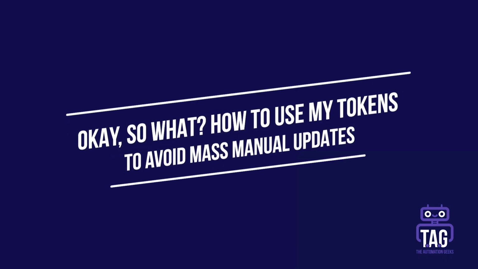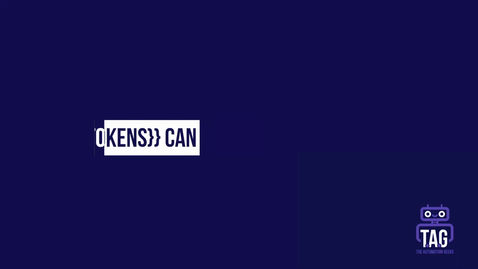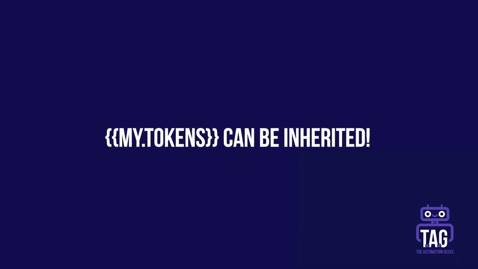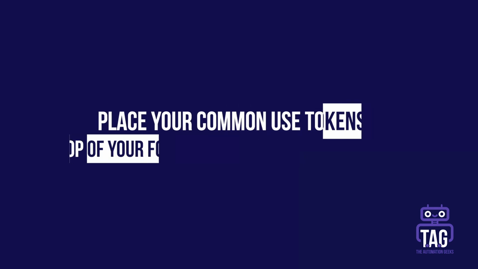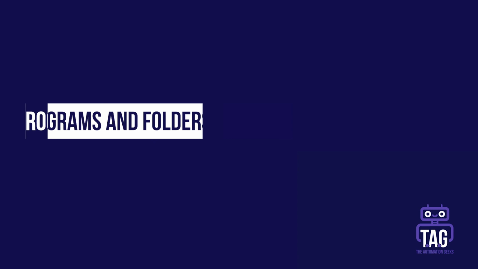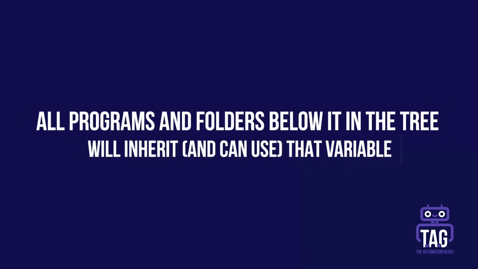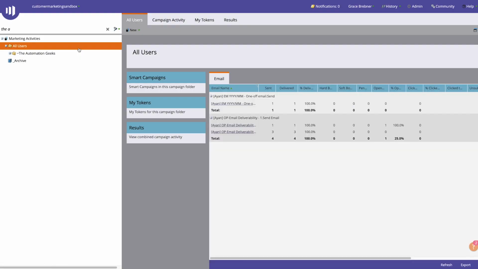Now, what's cool about this is how we can look at using My Tokens to populate our date fields within our email templates. We're going to start by creating a brand new My Token on a folder. The good thing about My Tokens is that they are inherited. So it means that I can put my new date token on a folder that sits right at the very top of my folder structure, meaning all programs and folders that sit below that in my tree are going to inherit that variable. So I'm going to create this right here.